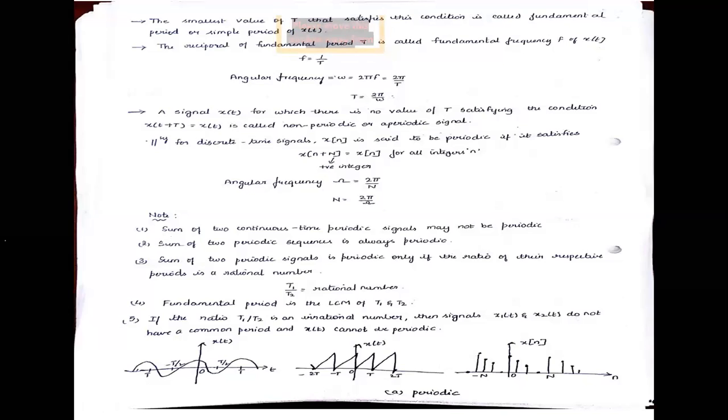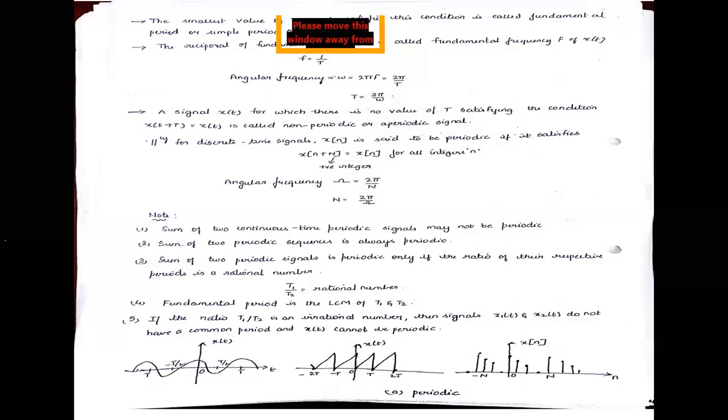We can say it is non-periodic if this condition is not satisfied: x of t plus capital T is not equal to x of t, and that is called a non-periodic signal. So again, you can read this one: a signal x of t for which there is no value of capital T satisfying the condition x of t plus T is equal to x of t is called a non-periodic or aperiodic signal.